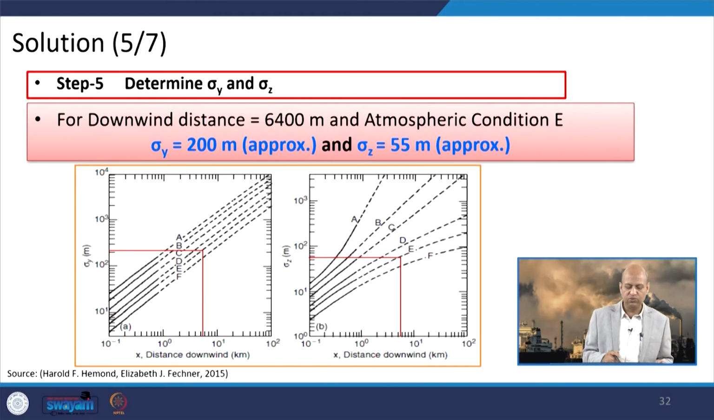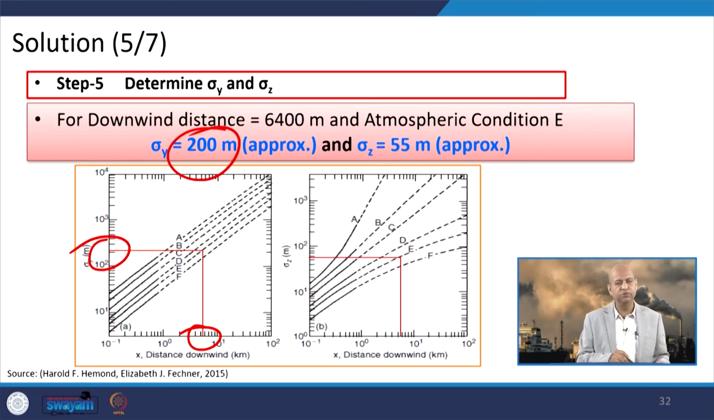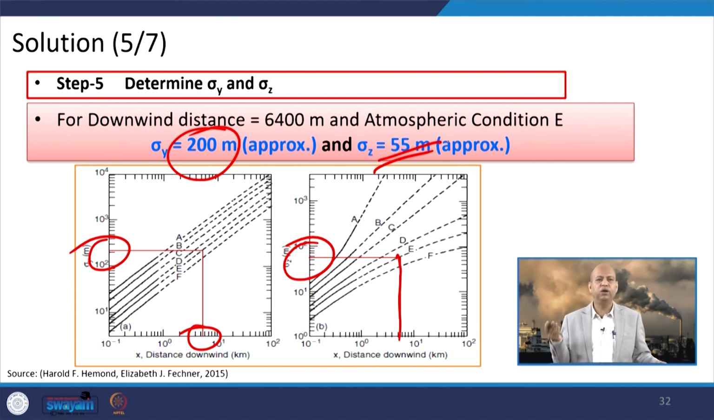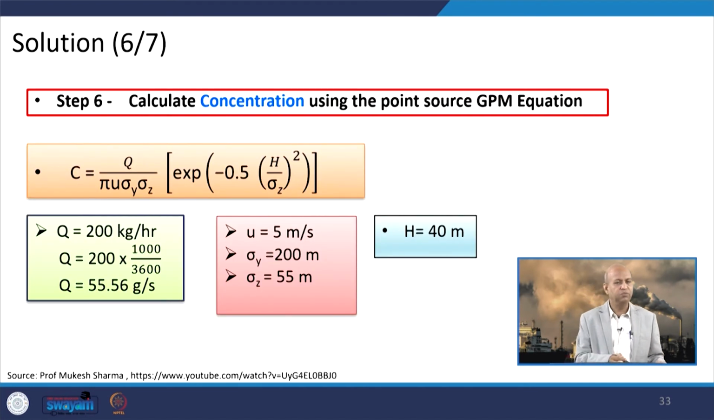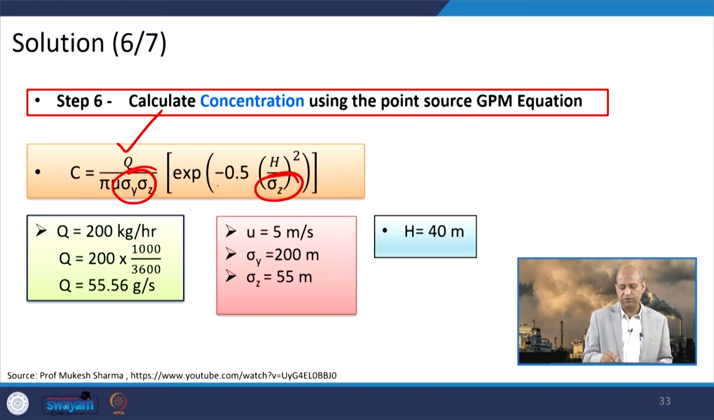So, again we need to have sigma y and sigma z, because we got this x value 6400 meter. For this 6400 meter, you go to this E classification, go left side, get the sigma y, which is 200 meter. Similarly, for sigma z, go up to the E classification curve, go left, get sigma z value, which is around 55 meter. So, now you have sigma y and sigma z. Again the same equation of the point source dispersion model you can apply. Q value is there, sigma y, sigma z we have calculated.